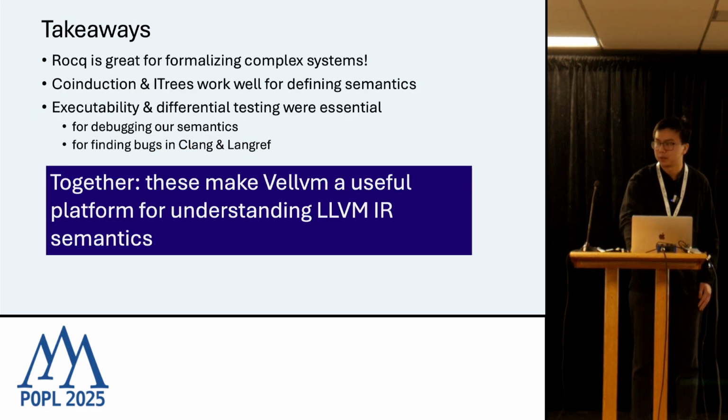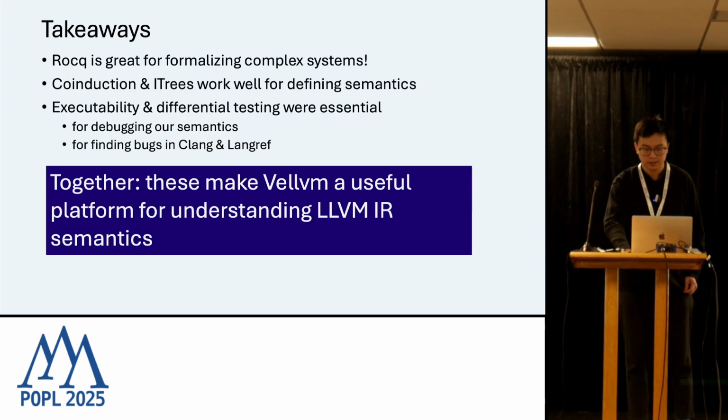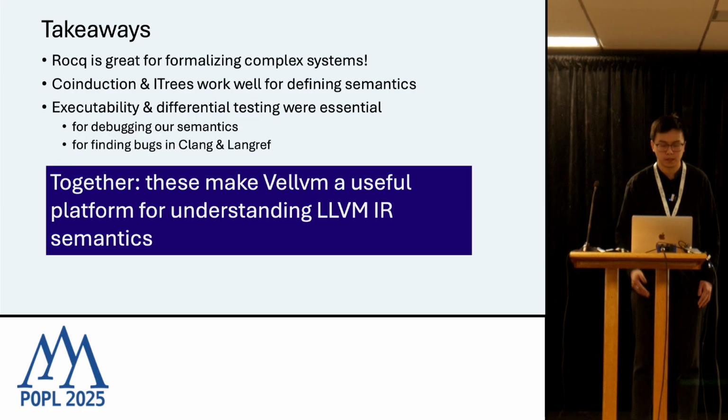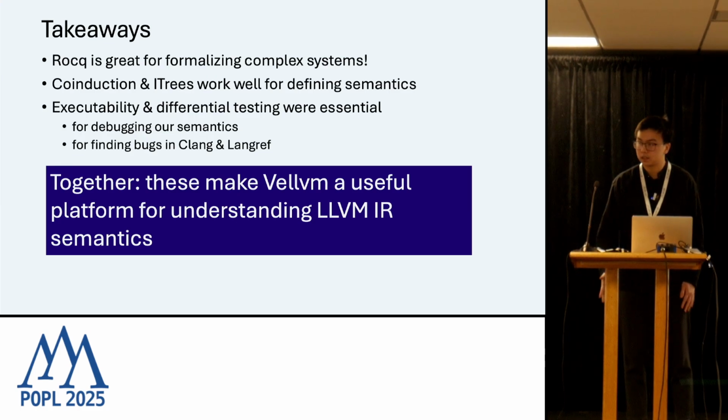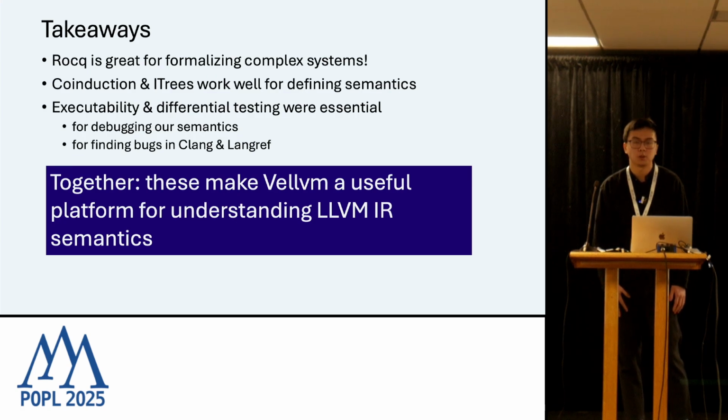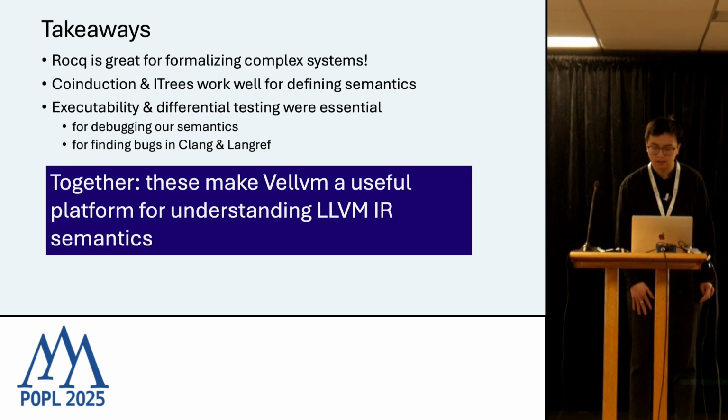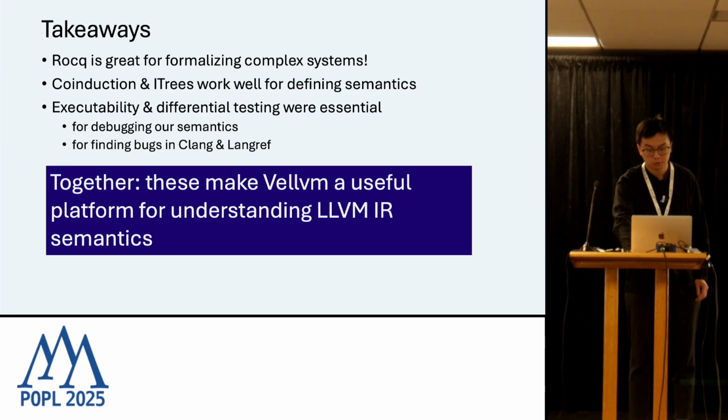So overall, we had a really great experience with the Coq proof assistant, and that really helps in formalizing complex systems. Co-induction and interaction trees are helpful in defining semantics, and also Coq's ability to extract executables allows for differential testing, which is essential for debugging and finding bugs in Vellvm, Klein, and the language reference. These takeaways make Vellvm a useful platform for formally understanding LLVM IR semantics.